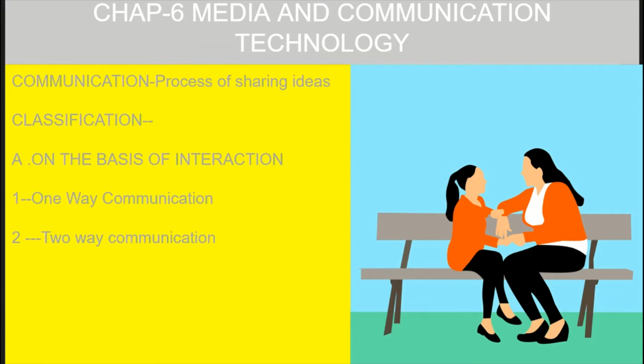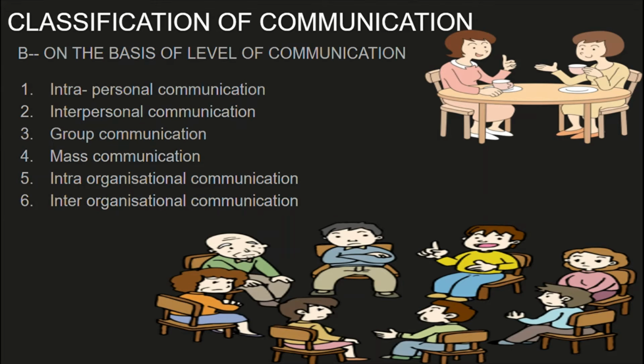Second, two-way communication. In this process, both receiver and sender communicate. The exchange of ideas, thoughts takes place. Example, talking on the phone. Next classification is on the basis of levels of communication. There is interpersonal communication, intrapersonal communication, group communication, mass communication, intra-organizational communication, and inter-organizational communication.